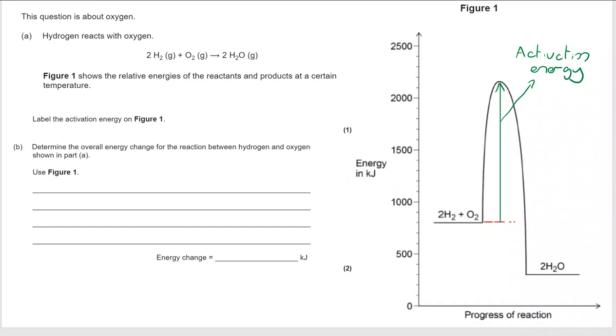We are then asked to determine the overall energy change for the reaction between hydrogen and oxygen, shown in part A. So I've already got the line here. I'm going to add another one, and I'm going to read carefully. The reactants have an energy of 800 kilojoules. The products, 300 kilojoules. We want to know what the energy change is. So to get from 800 to 300 is a difference of 500 kilojoules per mole. Technically, this is an exothermic reaction, so it's negative 500 kilojoules per mole, but either of those did get the mark.